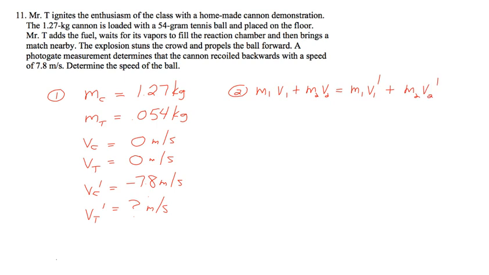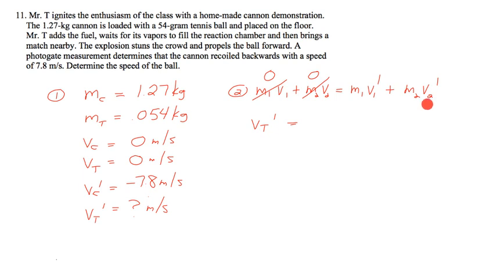And the momentum of the cannon and the tennis ball are both 0. And notice I used ones there. I should have probably used C and T because those are the variables. But I'm going to use C and T in this next step. So if I'm solving for the velocity of the tennis ball after the explosion, then I'm calling it VT prime.